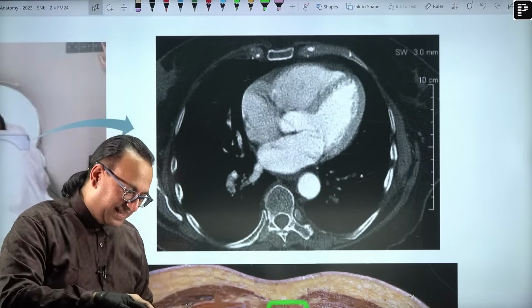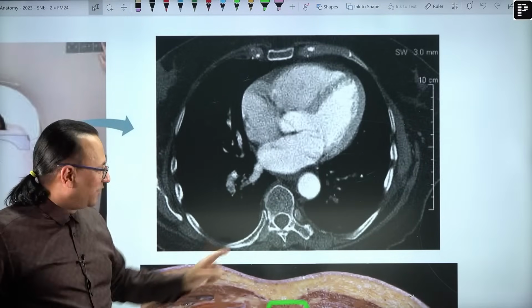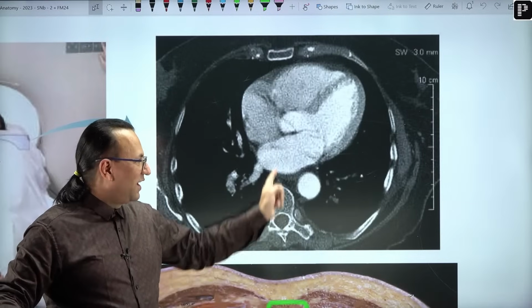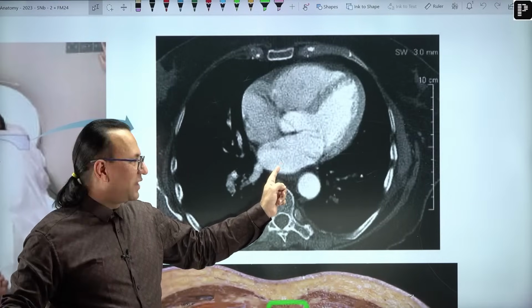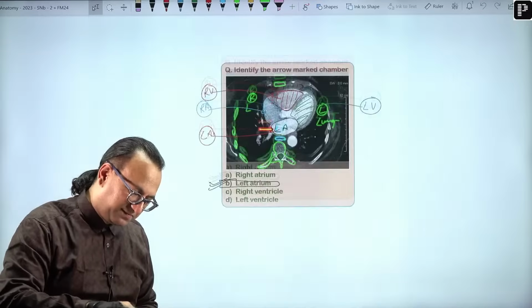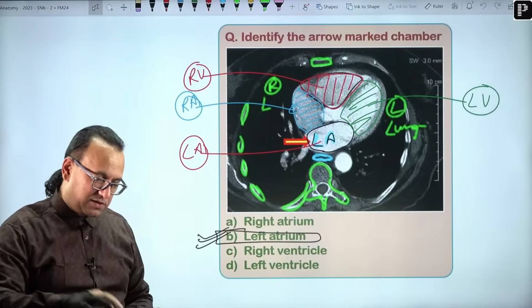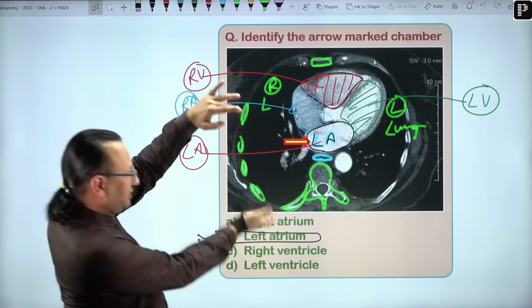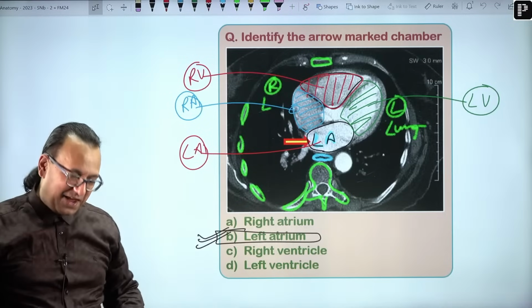Anyhow, even if it was prone, you would have to search for the vertebra, and if the arrow was close to that, left atrium. That's what I believe the question was, and that is what I have answered. Then we have to just reverse the diagram if it was prone.